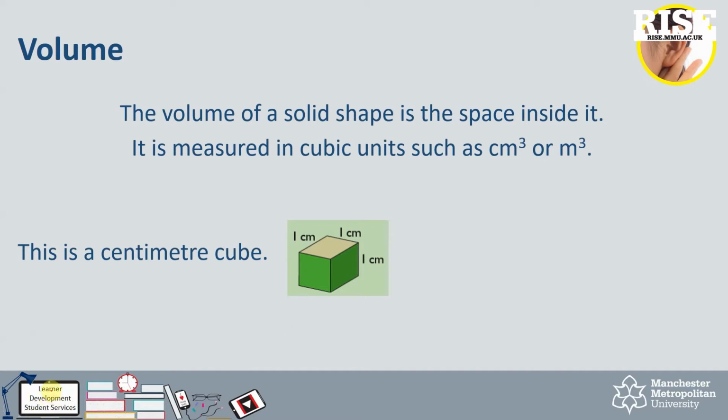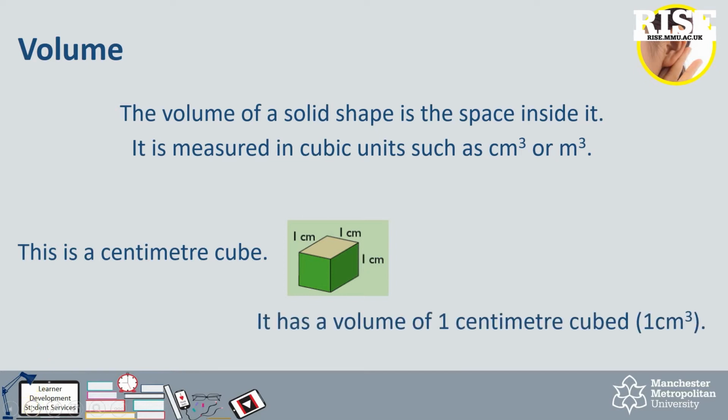This is a centimetre cube example. That means it's a cube with dimensions 1 centimetre deep by 1 centimetre wide by 1 centimetre high. That has a volume of 1 centimetre cubed, because 1 times 1 times 1 equals 1 centimetre cubed. You'll start to notice a lot of relationships with our cube numbers in this topic.